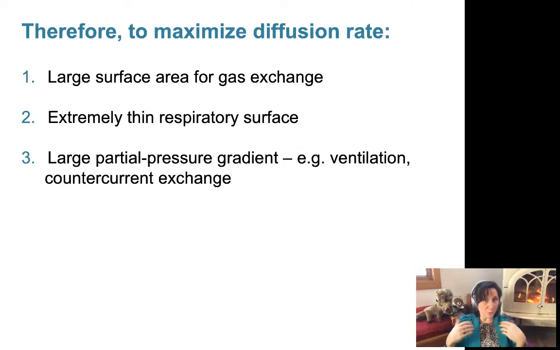Okay, so in order to maximize diffusion rate, you want a bigger and bigger surface area where possible. You want that membrane or the respiratory surface to be extremely thin. And hopefully you have a large partial pressure gradient on either side, right? So you need to have ventilation or countercurrent exchange to really maximize diffusion.